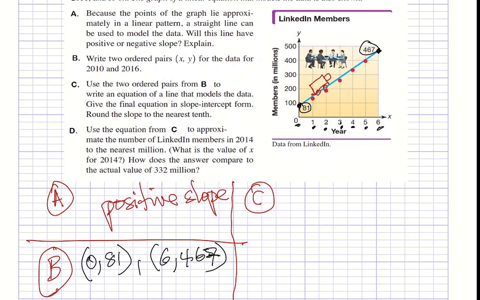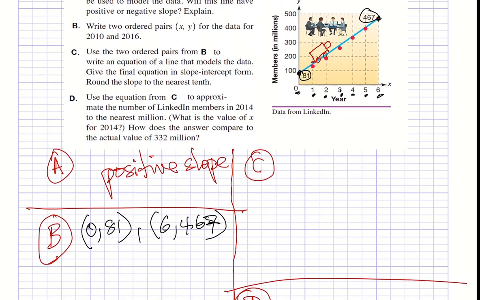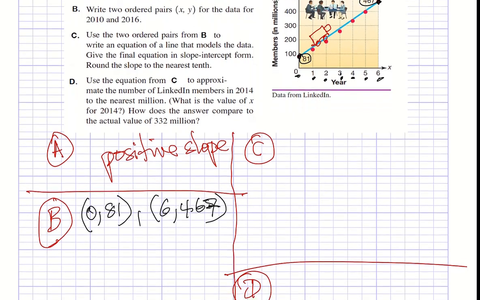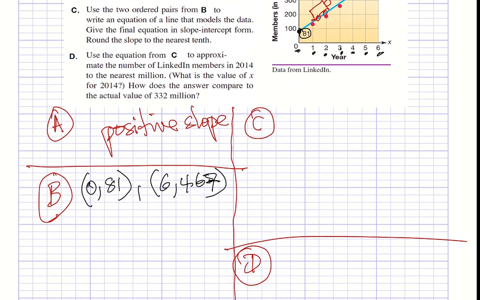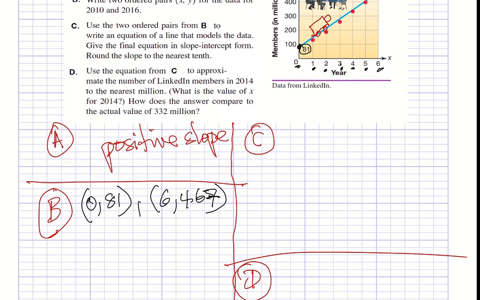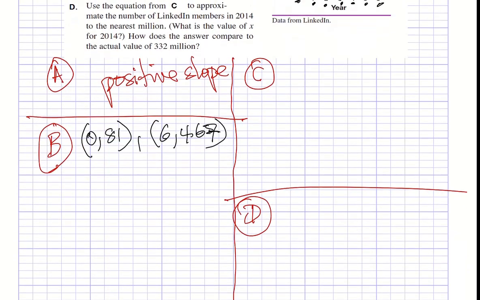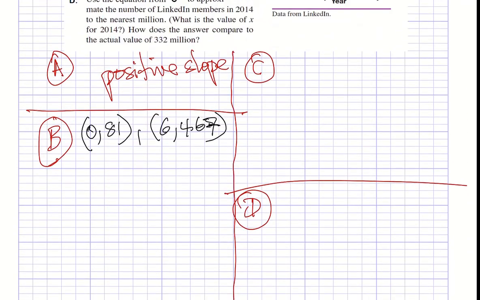Then see what it's saying in C? Use the two other pairs from B to write an equation of a line that models the data. We're doing data modeling. Give the final equation in slope-intercept form. So what they're saying there, we got 2 points. Number C, I don't know why I put C over there. Let me move it over here.